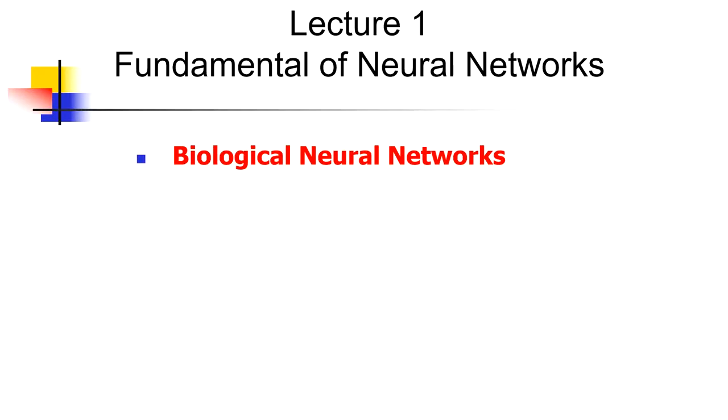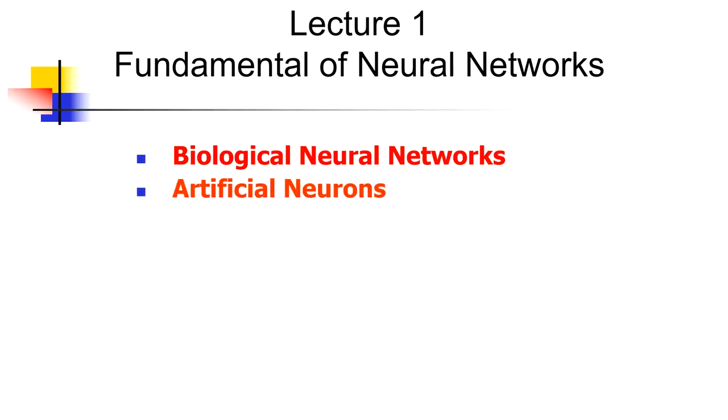The first one is the introduction to the biological neural networks, in which we look at how our brain works, and then the smallest particle inside of the brain, and how it can be utilized in order to do some sort of human activities such as recognition, perception, and so on.